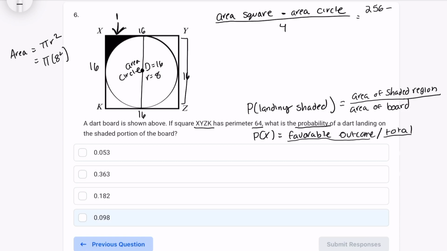Now we know the area of the circle. Plug in 8 for r here, so we get pi times 8 squared. This becomes 64 pi. And we're dividing the area of the square minus the area of the circle over 4. So 256 minus 64 pi is approximately 54.9, according to my calculator. And then we divide by 4, so this is 13.73.